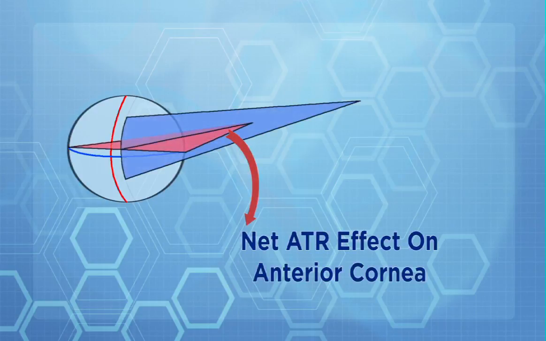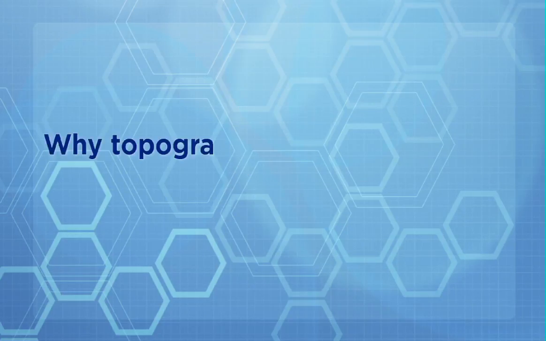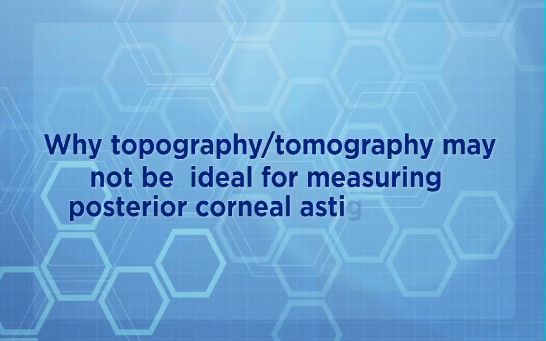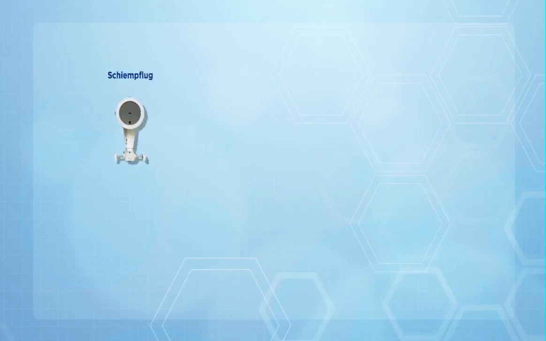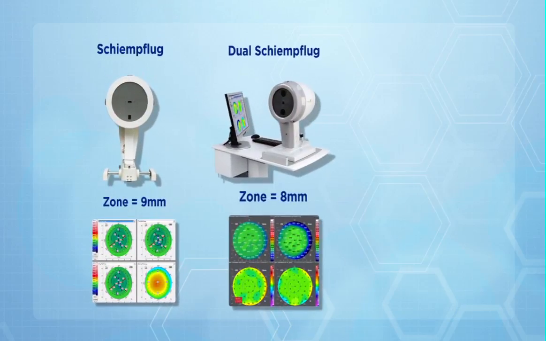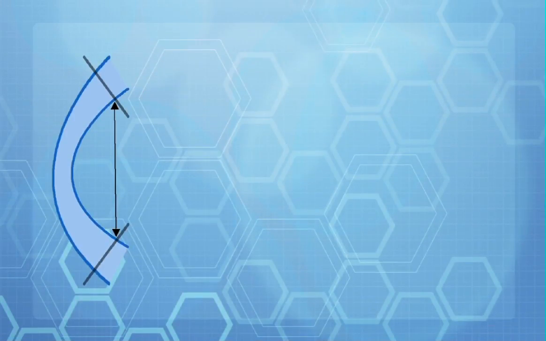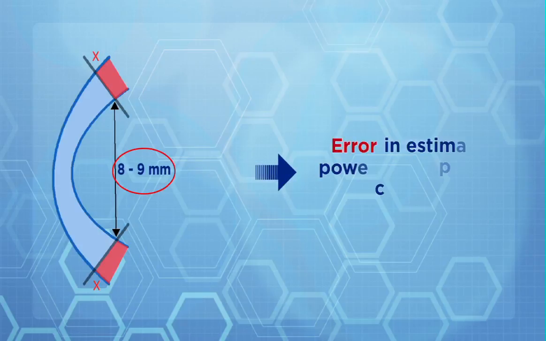Last but not the least, why topography or tomography may not be ideal for measuring posterior corneal astigmatism. Modern tomographers, although more precise than keratometry, are unable to measure peripheral thickness of the cornea beyond 8 to 9 millimeters, which may potentially lead to errors in estimating power of the posterior cornea.